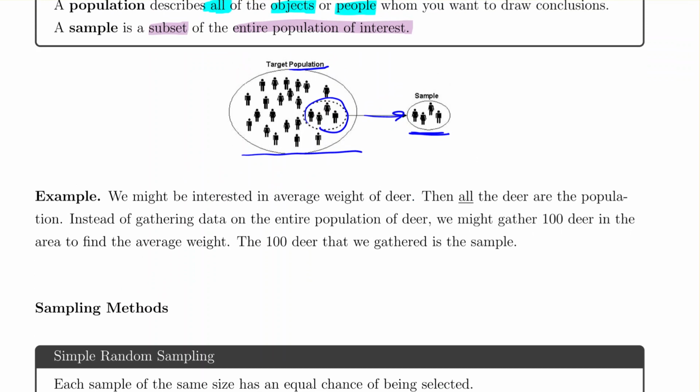We might be interested in the average weight of deer as a species. Then all the deer are the population. But as you can imagine, it is not possible to collect every single deer's weight in this world. So instead of gathering data on the entire population, we might gather 100 deer in the area to find the average weight. In this case, these 100 deer are a sample.